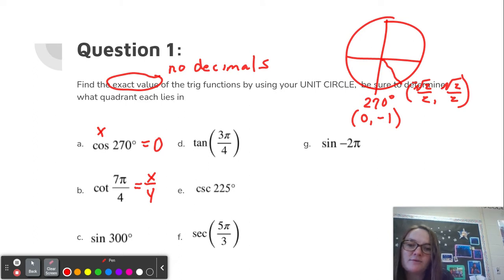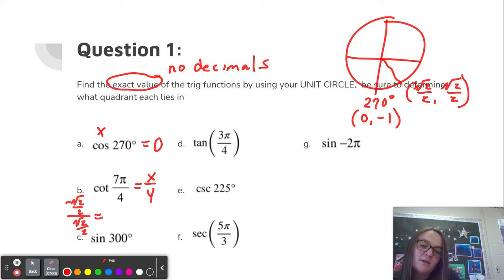I'm going to take the x value, which is negative radical 2 over 2, and I'm going to divide it by the y value, which is radical 2 over 2. Notice how if I divide the same thing by the same thing, I'm going to get 1, but the same negative thing divided by its same positive thing is going to be a negative. A negative divided by a positive is a negative. So this is -1 here. Cotangent of 7 pi over 4 is -1.